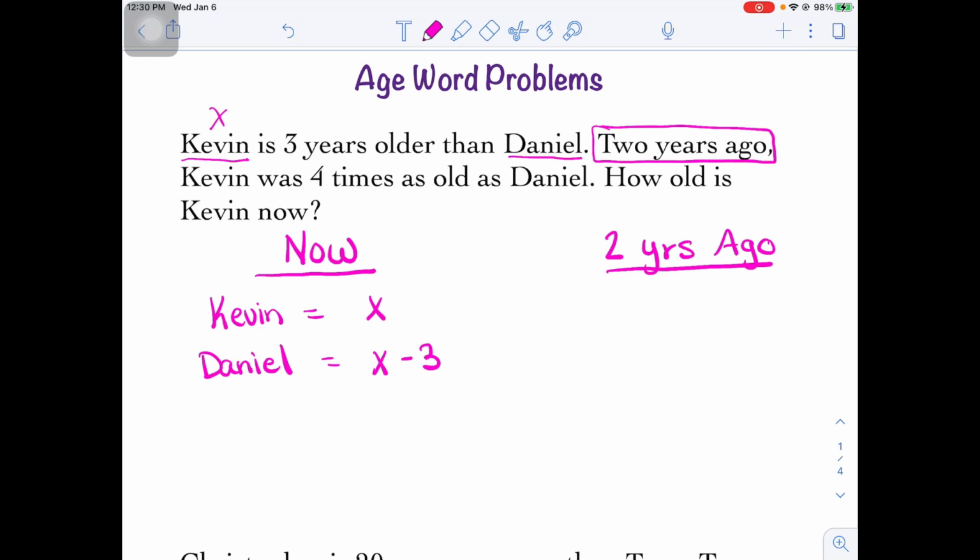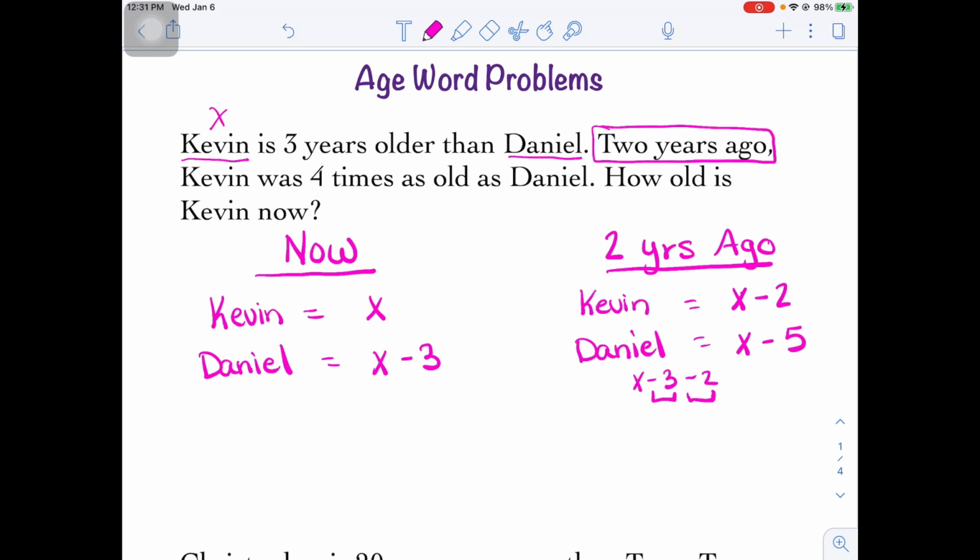Okay, so now let's make expressions for 2 years ago. 2 years ago, we still have Kevin and we still have Daniel, but their ages obviously are not going to be the same as they are now. If we're calling Kevin X now, 2 years ago we can call Kevin X minus 2. If we're calling Daniel X minus 3 now, 2 years ago it was 2 more away. So X minus 3 is what he is now, and then minus 2 more. Well, we can combine these to make them look a little better. So this is actually X minus 5.